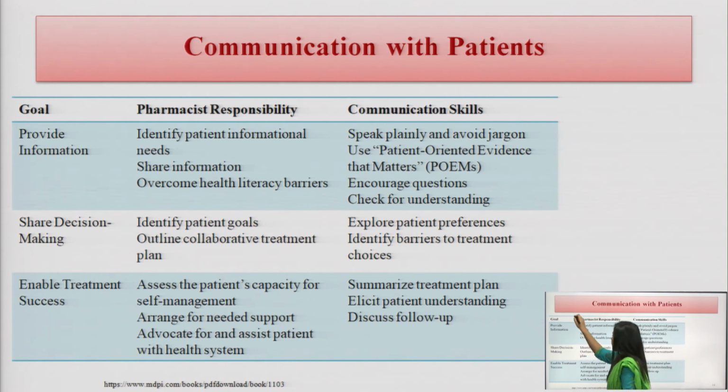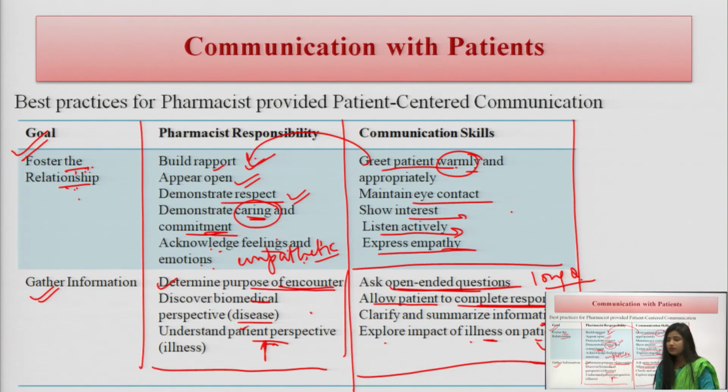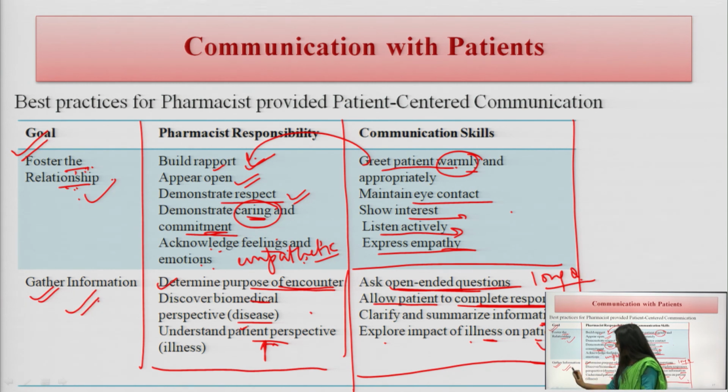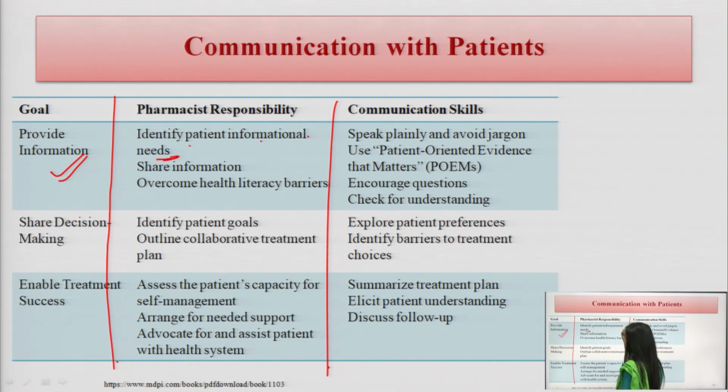Another step is providing information. In the previous section we discussed that the pharmacist is maintaining the relationship, then gathering information from the patient and also telling the patient. In this next step, the pharmacist will tell everything about the therapy. Here the pharmacist's responsibility is to identify patient informational needs. What are the needs of the patients? By gathering the information, as discussed in the previous section, they are trying to identify the patient's informational needs.